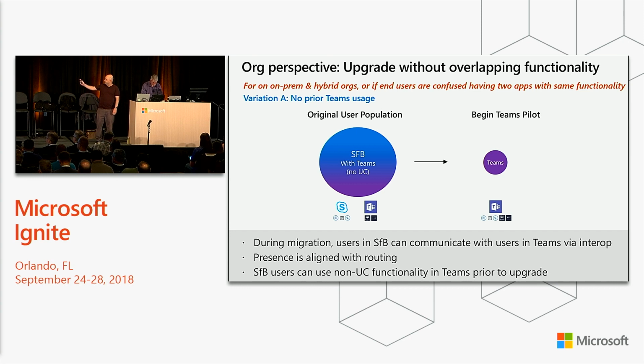And similarly, when the people on the left send something to the people on the right, those guys, remember, are still using Skype for their UC functionality. So those guys are always going to get the call and the chat in Skype. But then what you're going to do is migrate them. You're basically just going to shift your user population over.